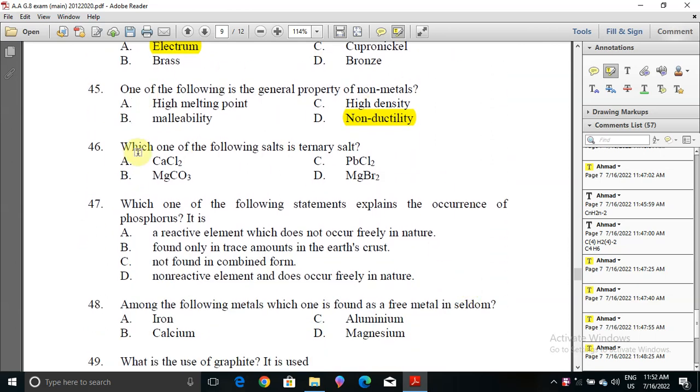Now question number 46, which one of the following salts is ternary salt? Calcium chloride, magnesium carbonate, PbCl2, or magnesium bromide?